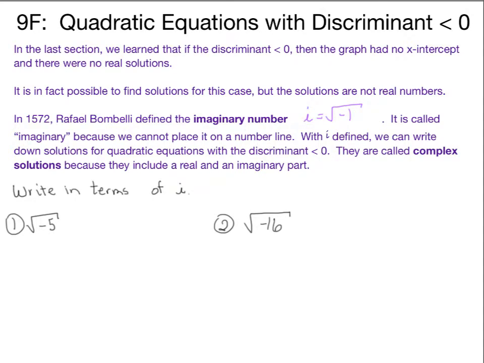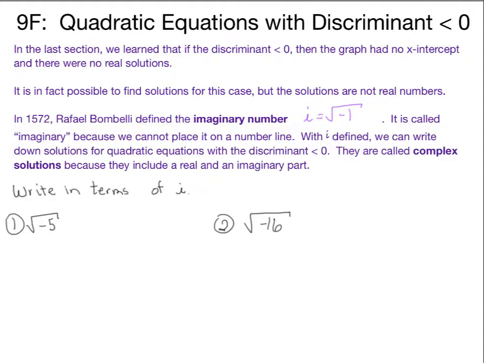9F, quadratic equations with discriminant less than 0. In our last section, we learned that if the discriminant is less than 0, then the graph had no x-intercepts, and that there was no real solutions to the equation. But in fact, there are solutions, and we can find them. They're just not real solutions.